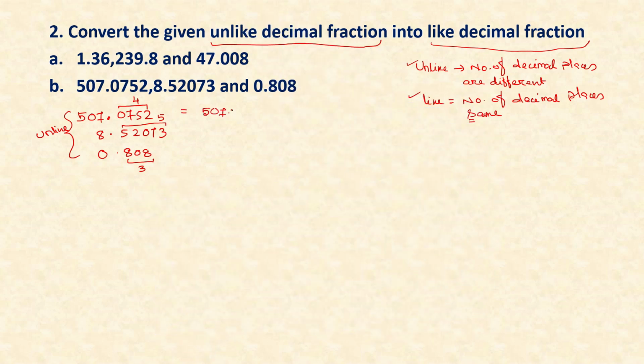So if I write 507.0752, there are only 4 decimal places. So I need to put a 0 on the right hand side to make it 5 decimal places. Likewise, this is already in 5 decimal places, so we need not write anything here. For this decimal fraction 0.808, I can see there are only 3 decimal places. So we need to add 2 more zeros on the right hand side to make them like decimal places.